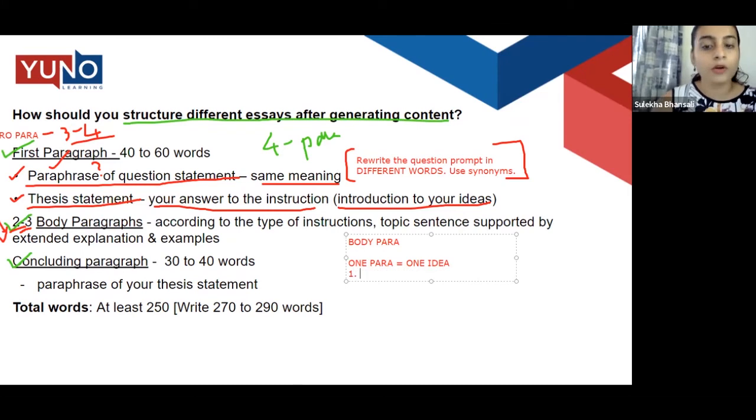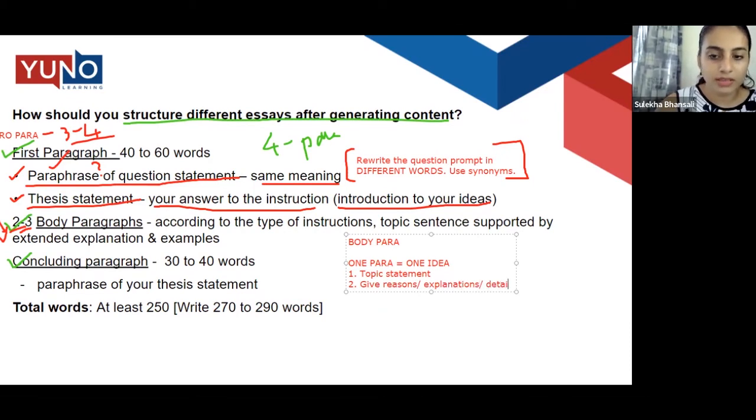Now let's see how to write the body paragraph. The first sentence will be the topic statement. So depending on what the question is and what your ideas are, you will write a topic statement, which is the introduction to your body paragraph, the introduction to the content which you're going to write. The second thing is you need to give more reasons, explanations, details, right? You need to give more reasons, more explanations, more specific details, and so on.